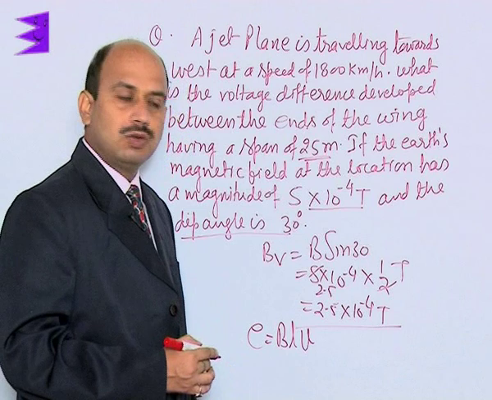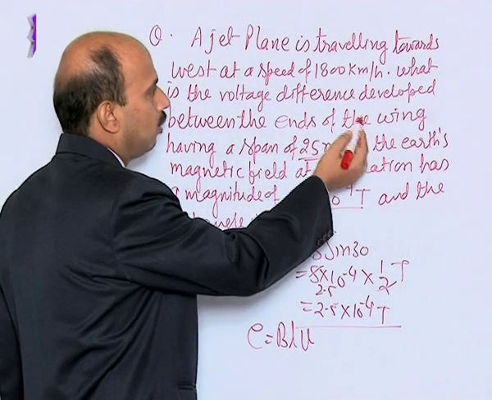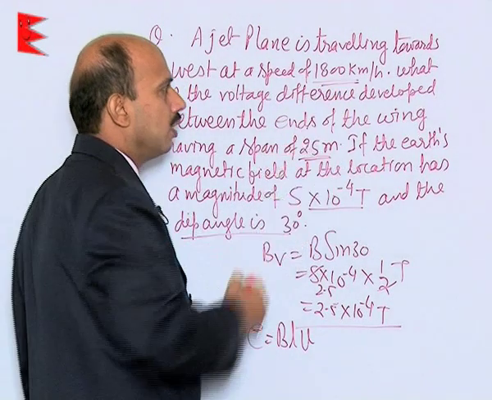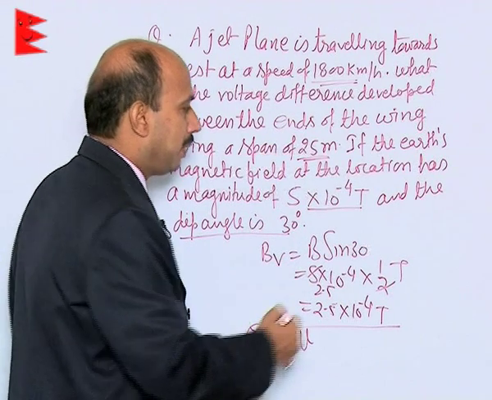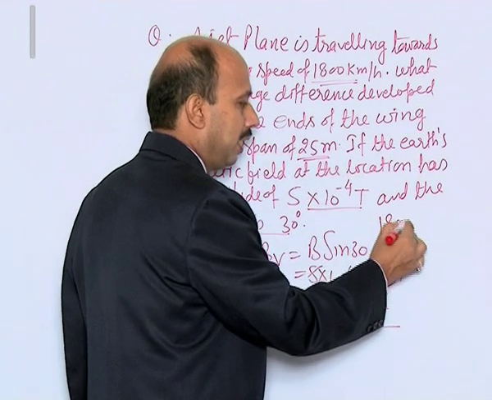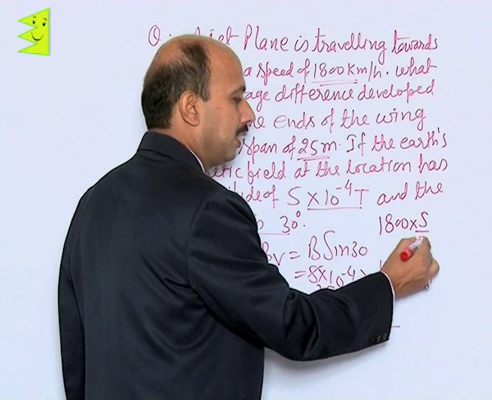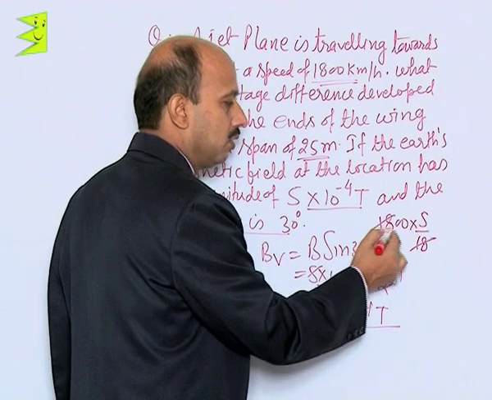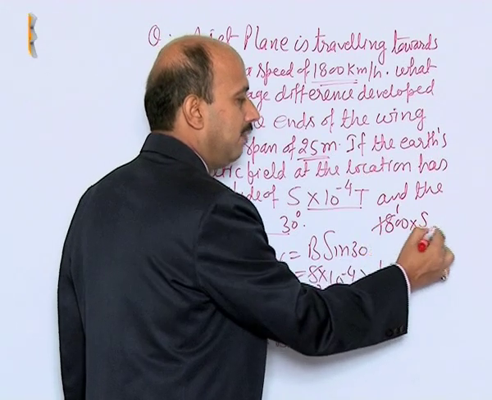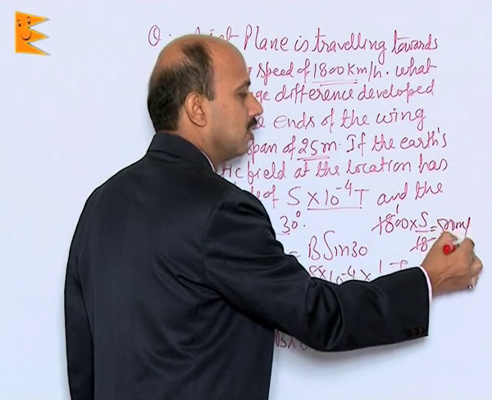So, velocity is given to you here, 1800 kilometer per hour. We can convert it into meter per second. So, 1800 × 5/18, so that will be here 500 meter per second.